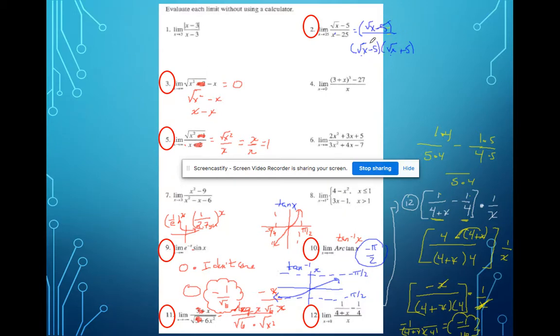Now look what happens. I can cancel, and after I cancel, what am I supposed to do? Re-plug in. Woot woot. All right.